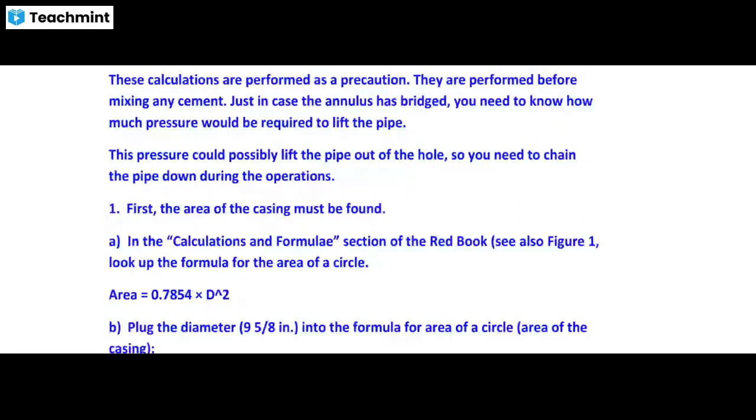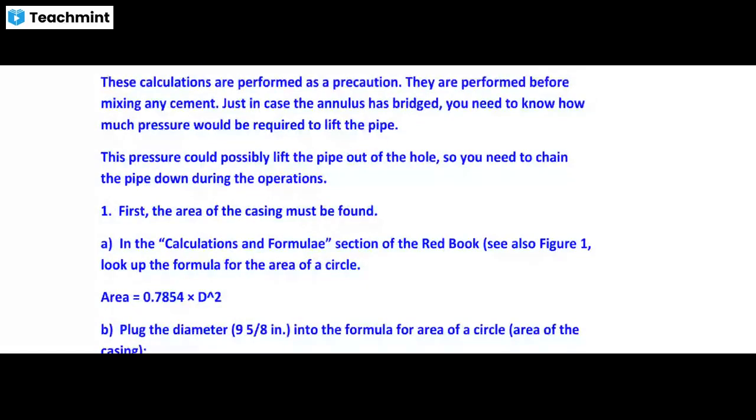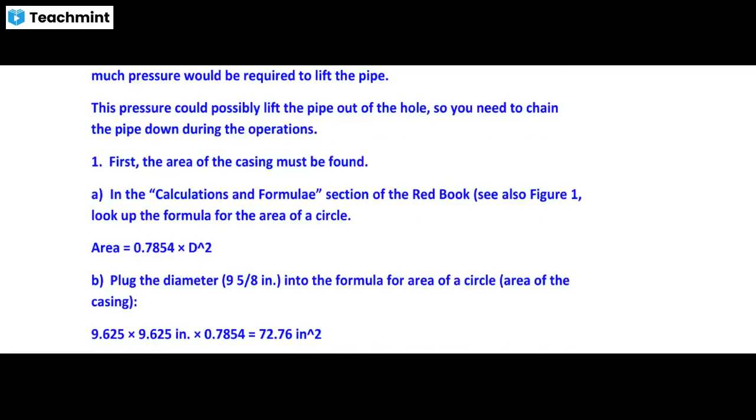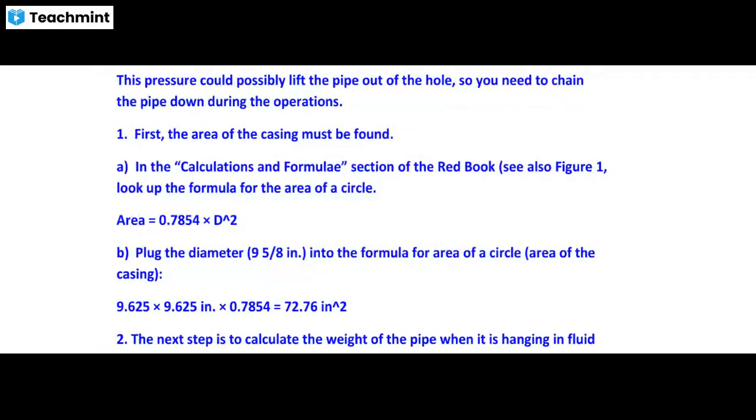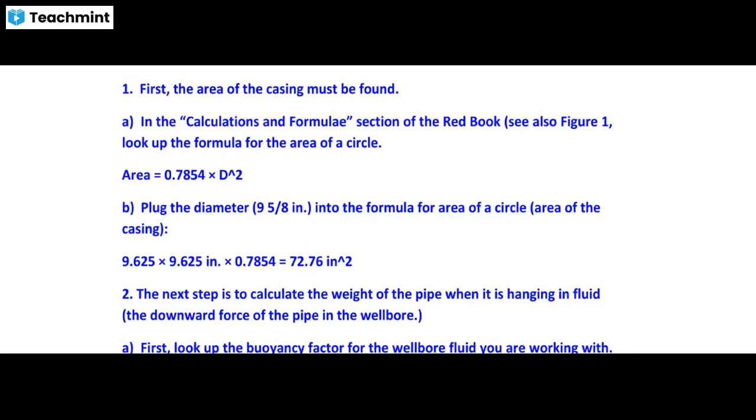So you can see the pressure possibility of the pipe. First, what you have to do is find the area of the casing. So area equals 0.784 times D squared. Therefore, we are getting this formula, area of the casing, then plug diameter. That is the area of the circle. So you are getting 9.625 inches squared times 0.784. It's 72.76 square inches. That is your plug area.